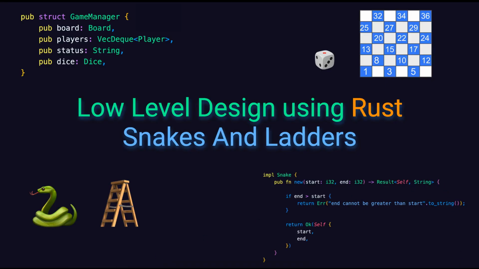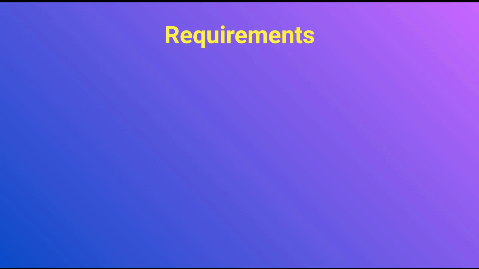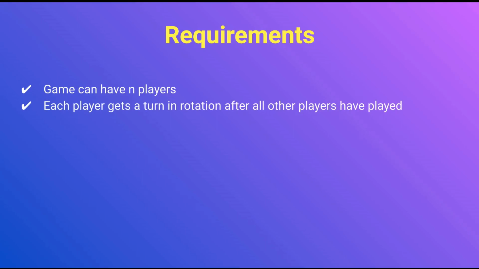In this video, we will be going through the low-level design of the Snakes and Ladders game and how to implement it in the Rust programming language. These are the requirements. The game can have any number of players. Each player gets a turn in rotation. That is, the player's turn comes after all the other players have played. There can be any number of dice.